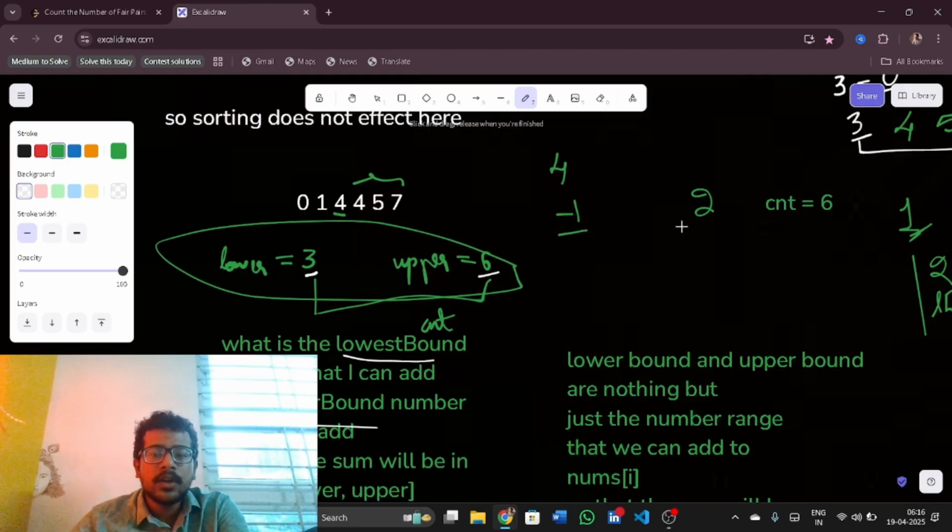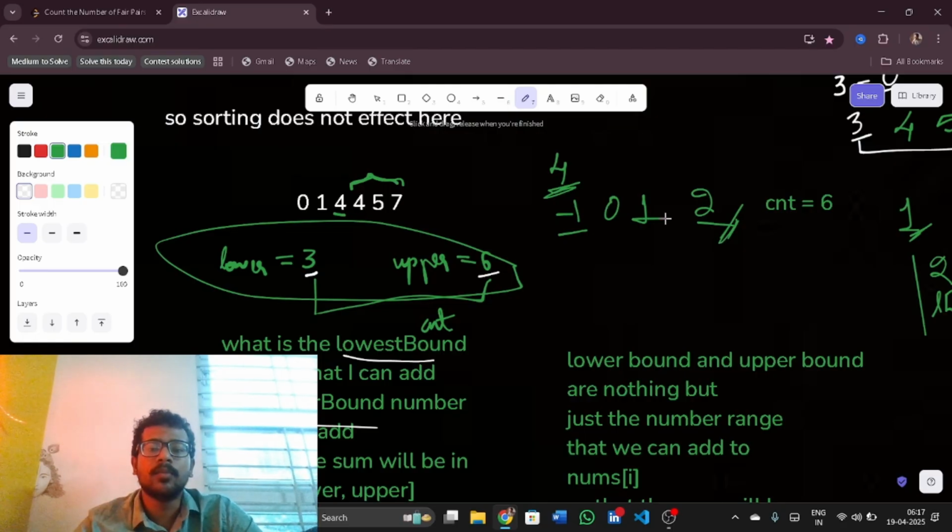Now I have minus 1, now I have minus 2. I need to check, do I have any numbers in the range of minus 1 and minus 2 after this element? Absolutely no. Why? Because the 4 is even greater than the upper bound, right? How do you get these elements after 4 which are like 0 and 1? How do you get this?